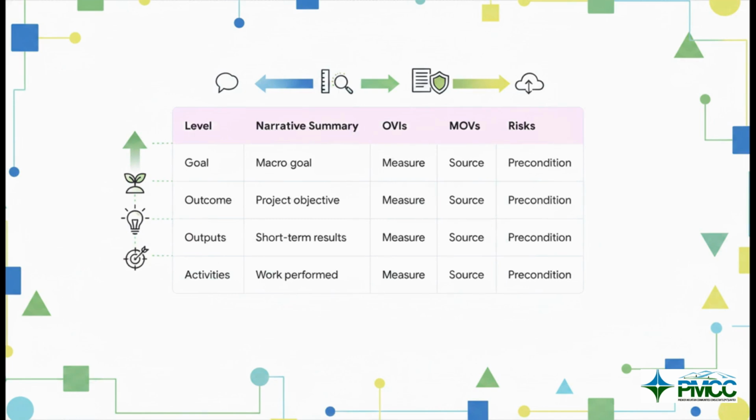The rows give us our vertical logic. Our activities lead to outputs, outputs lead to the purpose or outcome, and the outcome leads directly to the goal or impact. Meanwhile, the columns outline our horizontal logic. We start with the narrative summary of what we want to do, followed by the objectively verifiable indicators to measure it, the means of verification to prove it, and finally the assumptions required for success.